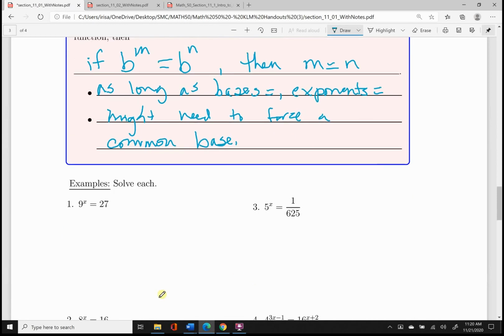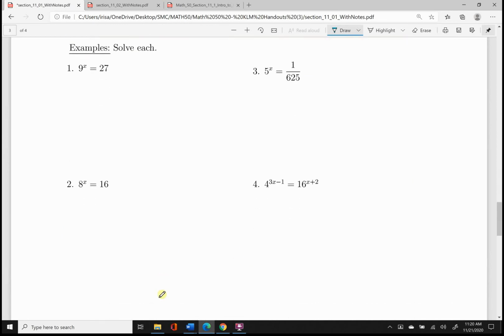So for instance, looking at number 1 in the series of examples here, notice that the base on the left-hand side of the equation is 9 to the x power, right? So we're going to solve for x. And then on the right-hand side, we just have a single number, 27. You could think of it as 27 to the first power if you want to.